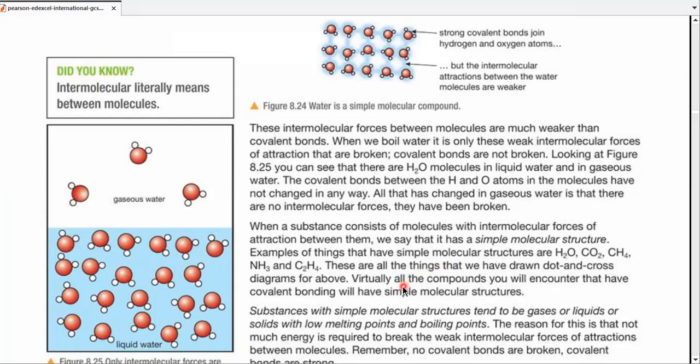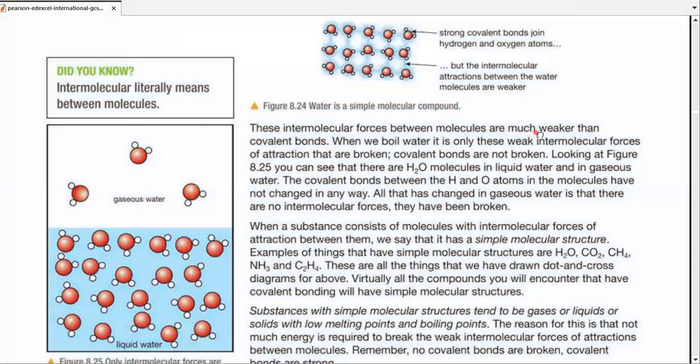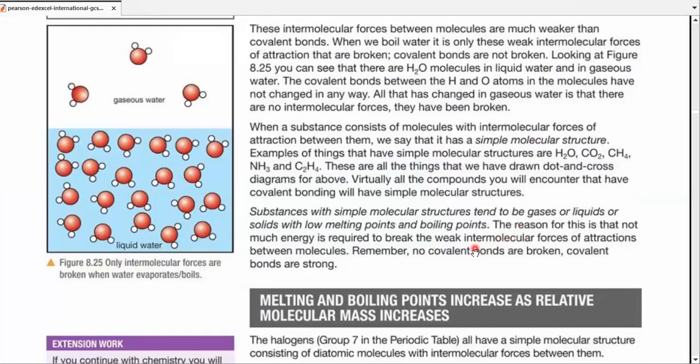The bonds, covalent bonds between hydrogen and oxygen, are not changed. When a substance consists of molecules with intermolecular forces of attraction between them, we say it has simple molecular structure. Examples of things that have simple molecular structures: water, carbon dioxide, methane, ammonia, ethane. These are all examples of those kinds of structures.